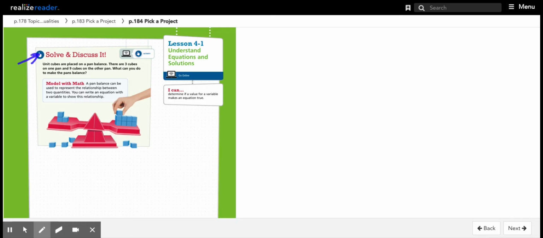Unit cubes are placed on a pan balance. If there are 3 cubes on one pan and 9 cubes on the other pan, what can you do to make the pans balance? Well, if you think of a balance beam, or a balance scale, or a seesaw, what does it mean to be balanced, right?